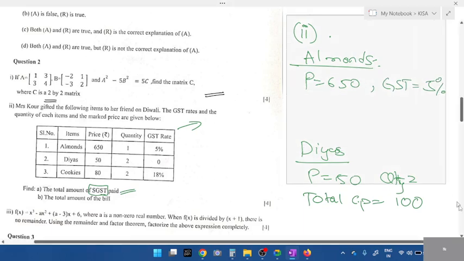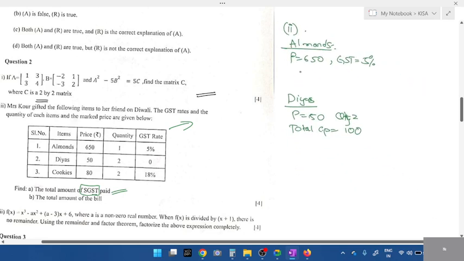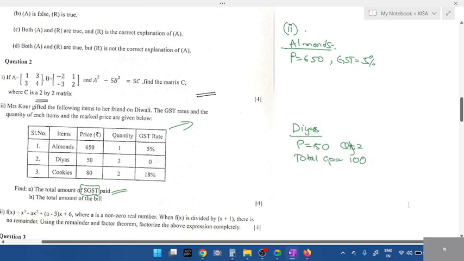Remember, we need to read the main question, students. They didn't ask us GST, they asked SGST. If GST is 5, how much is SGST? How much is half of 5? 2.5. Let's calculate this 2.5.